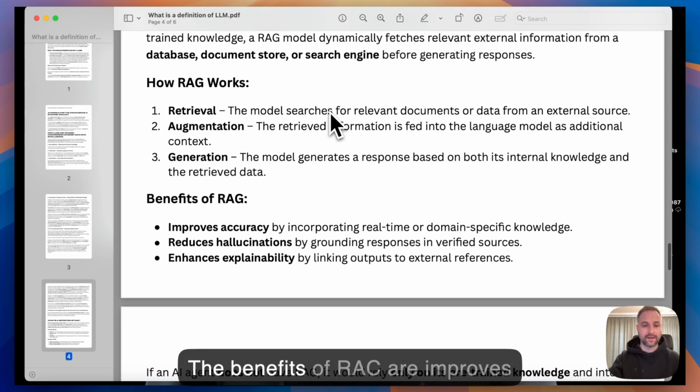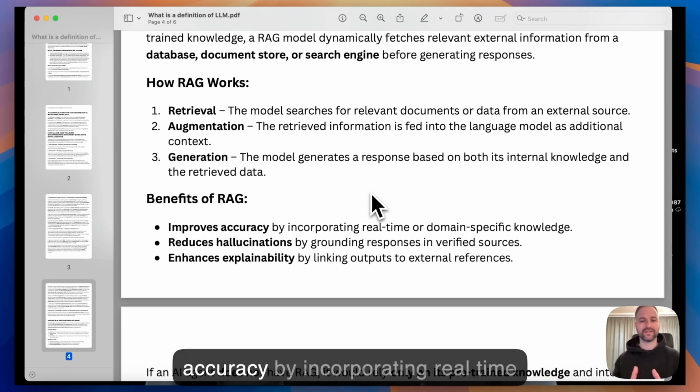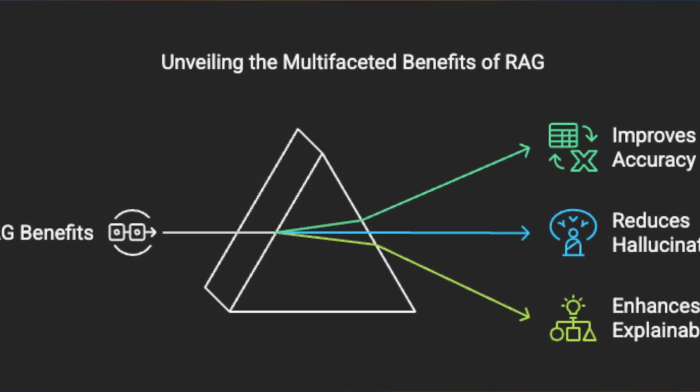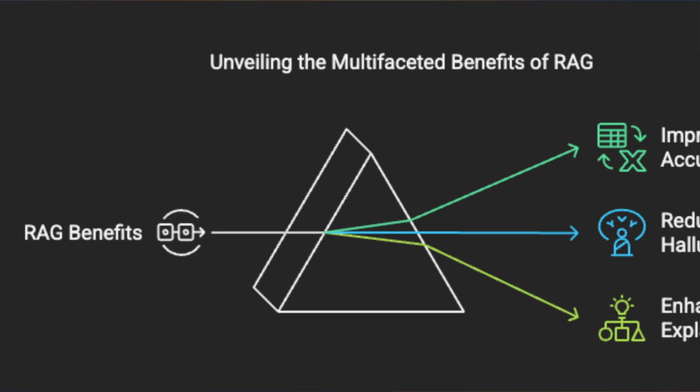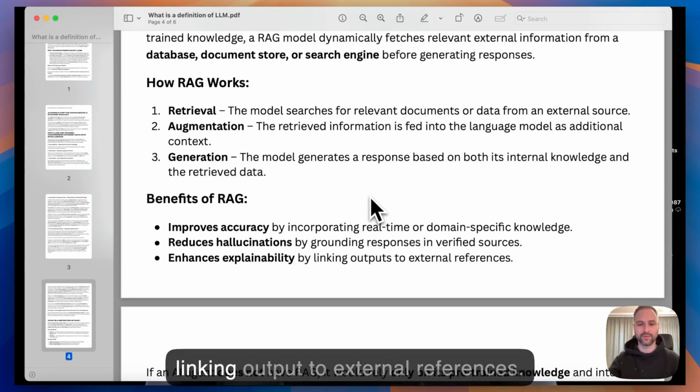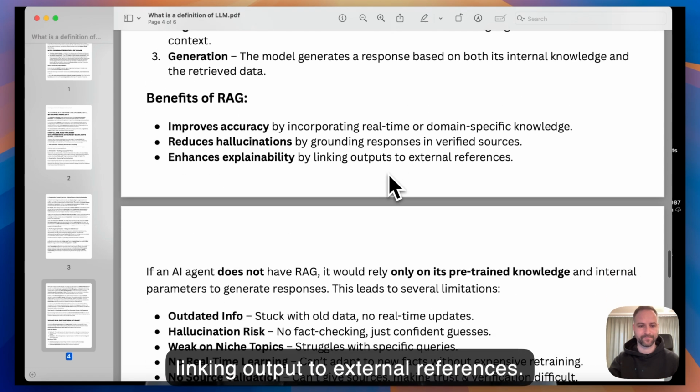The benefits of RAG are: it improves accuracy by incorporating real-time or domain-specific knowledge. It reduces hallucinations by grounding responses in verified sources, and it enhances explainability by linking output to external references.